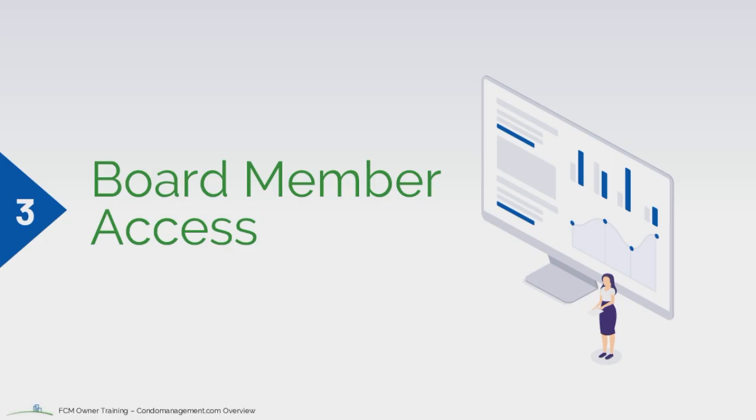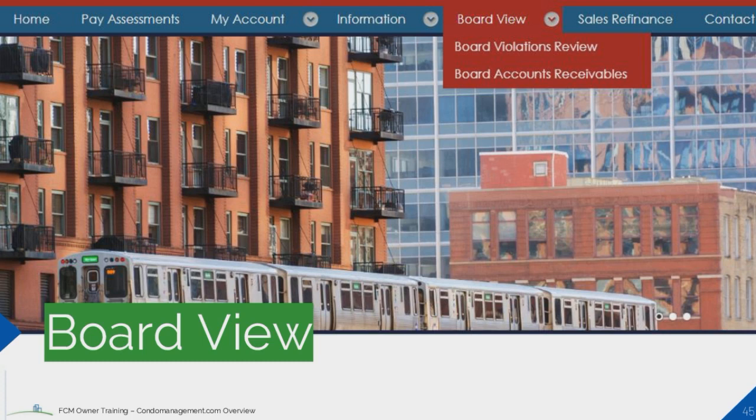All right, so we've gone over all of the functions for basic unit owner access. Now we'll talk a little bit about the additional board member functions that come into play. So the blue ribbon at the top when you first log in, if you're logging in as a board member, you're going to have an additional tab now called Board View.